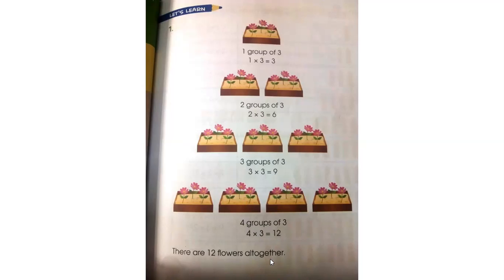Now come to the next page. Now they are the same. Use this to make groups of 3. This is a group, and one group contains 3 dots, right? And it means 1 into 3, 3.